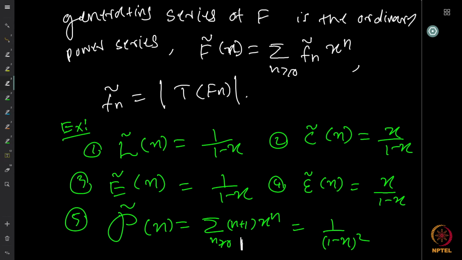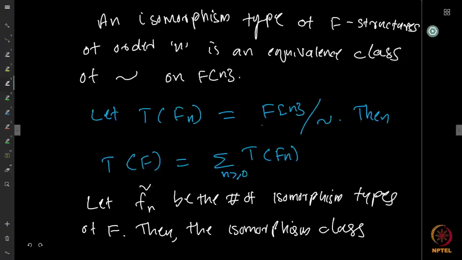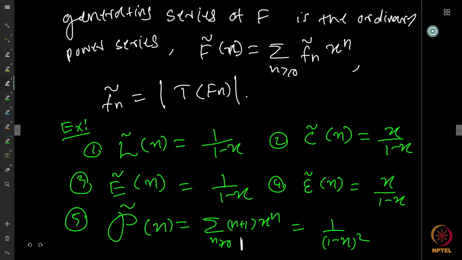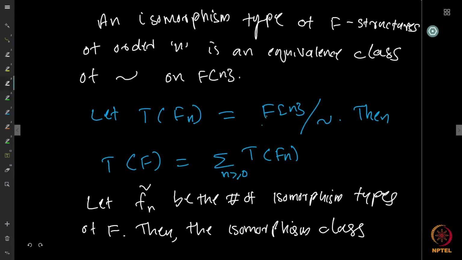Because when you are talking about isomorphism types, we are just counting the classes, how many classes there are. Usually the numbers grow much smaller, so we don't want to use the exponential generating series. So we have the ordinary power series. And f n tilde is basically the cardinality of T of F n, where T of F n was F of n, on the set 1 to n, modulo the equivalence relation.